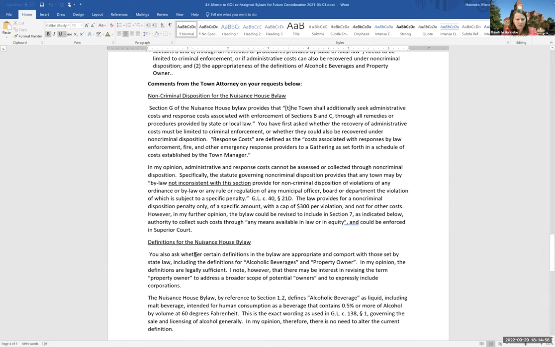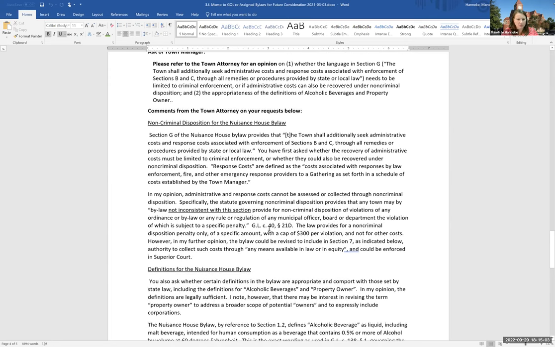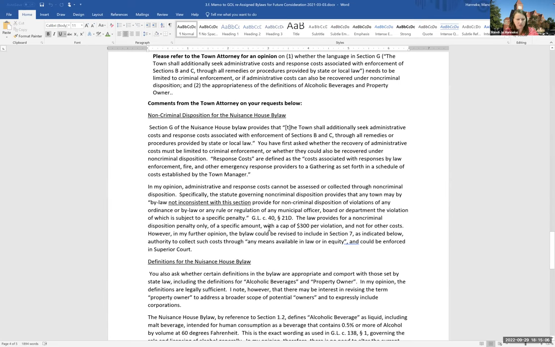So this is the legal opinion in a sense that said we shouldn't change the alcohol definition, that the alcohol definition was sufficient. We were told to look at the definition of property owner, alcohol definition, and enforcement section. In enforcement, it answered the questions as to whether you could get response costs under non-criminal disposition, but then made a recommendation to potentially add the phrase "any means available in law or equity" so that you could charge the response costs, but you'd have to go to superior court to enforce it. But it wouldn't prohibit then asking for them.